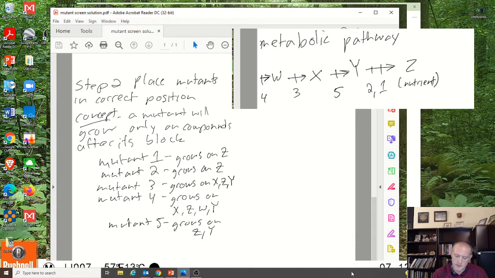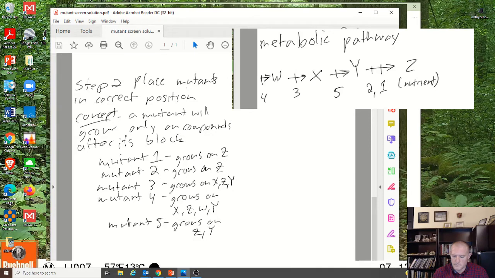Now, mutant 3, that will grow on X, it grows on Z, and it grows on Y, right? So it's going to be before Z, it's going to be before Y, and it's going to be before X. It does not grow on W, so the block is after W. So for mutant 3, its position is between W and X.